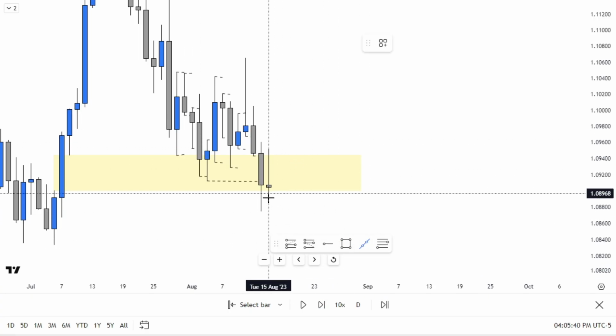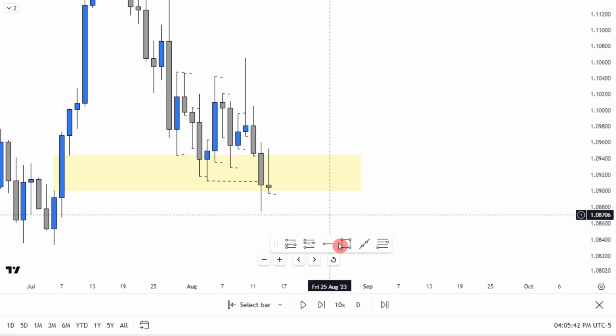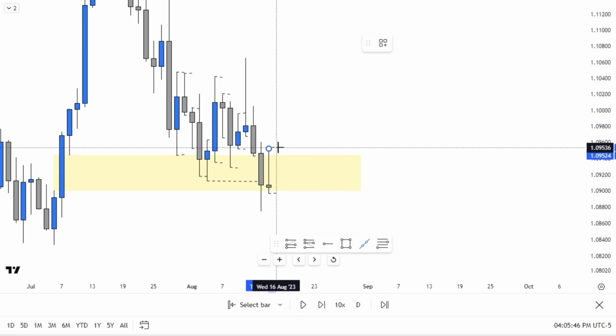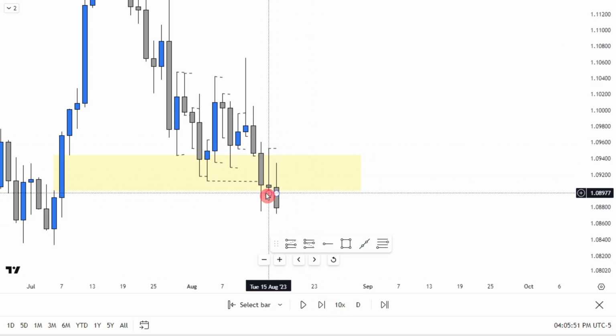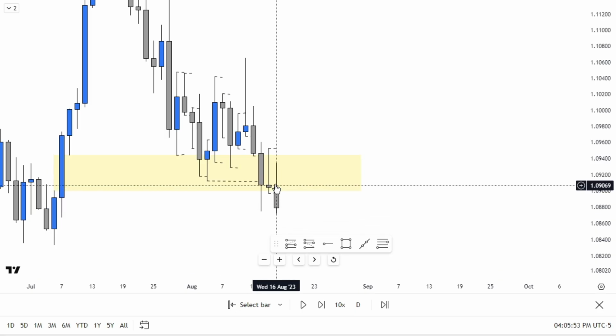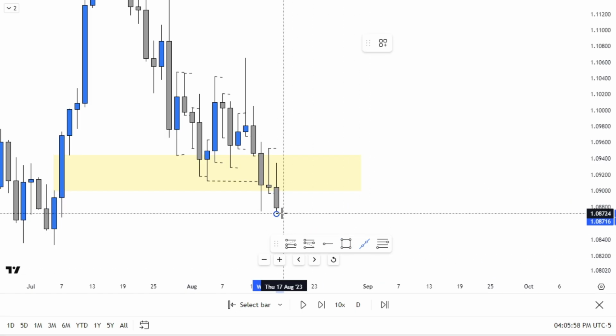Price stalls. So now, what does price do now? We draw our previous day high and our previous day low, and let's see what price does. Price takes out previous day low and it closes fully below the previous day low. So now we're looking for price to head lower.